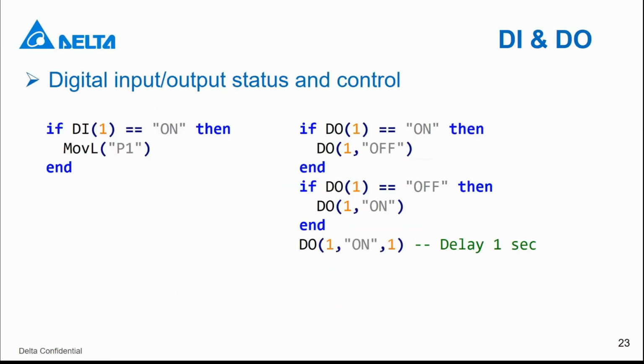And then the communication part, we can also use a DI and DO function to read or change the state of the digital output. So you just need to take the number of the input or output, then you can set it on off or read the state.